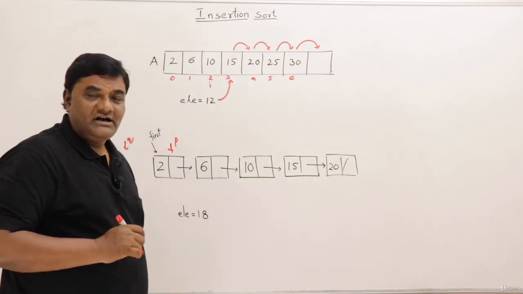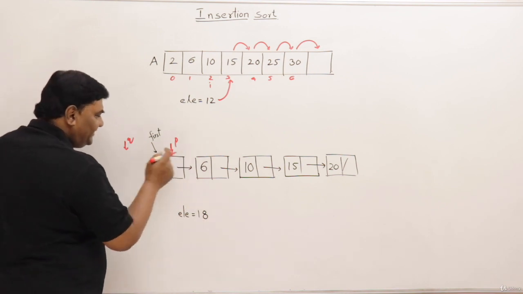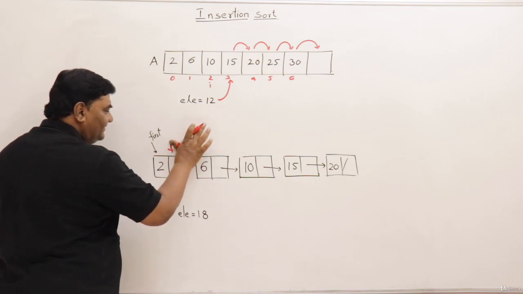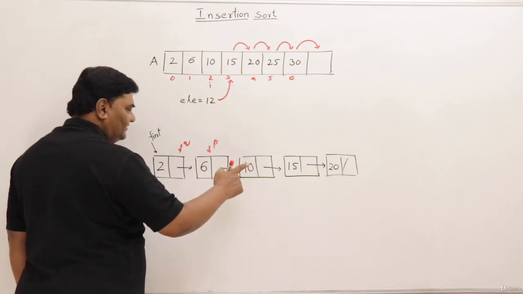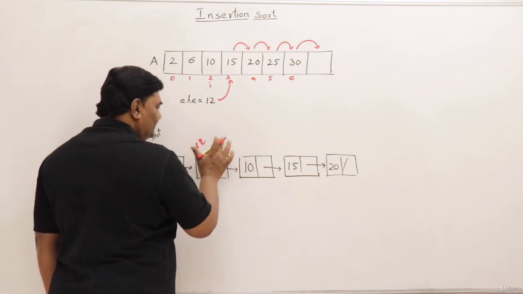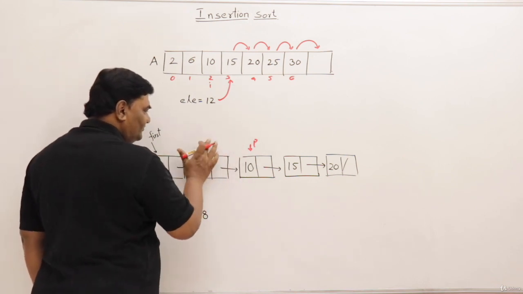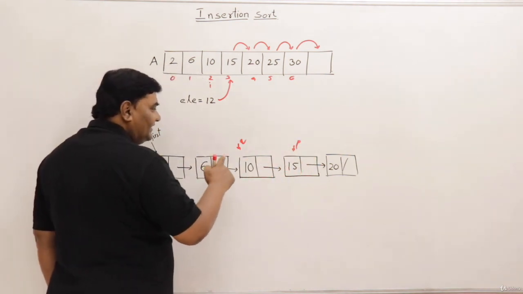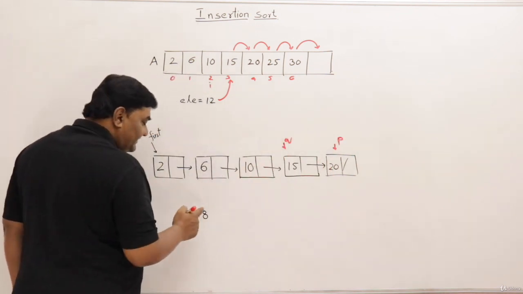Now I am showing you the procedure for how to insert it. Check P's data, that is smaller than this one. So move P to next, but before that bring Q upon P and then move P. This is smaller than 18. So again move P, but first bring Q upon P, then move P. Now P's data is smaller than 18. Then again move P and Q, so first Q, then move P. This is still smaller. 15 is smaller than 18. So move Q upon P and move P to next. Now 20 is greater than 18.